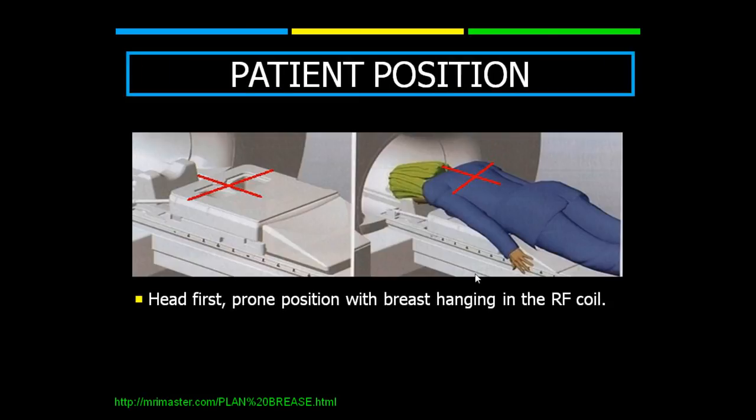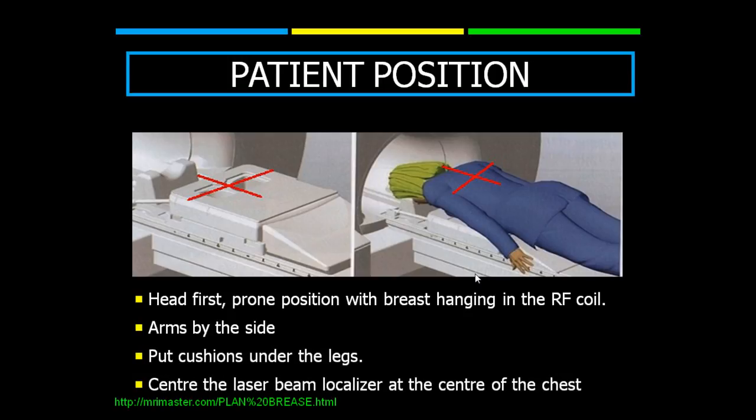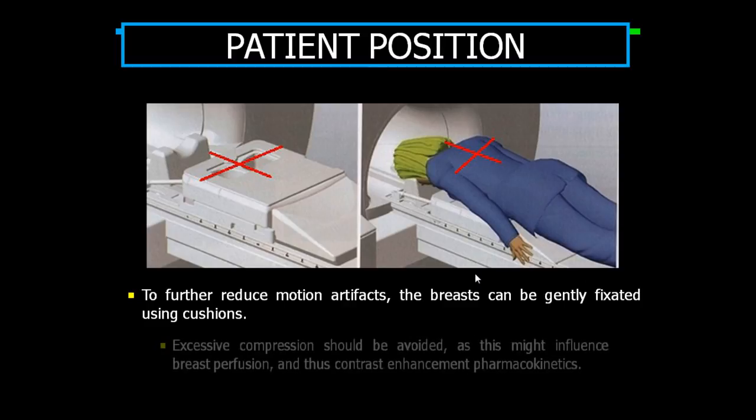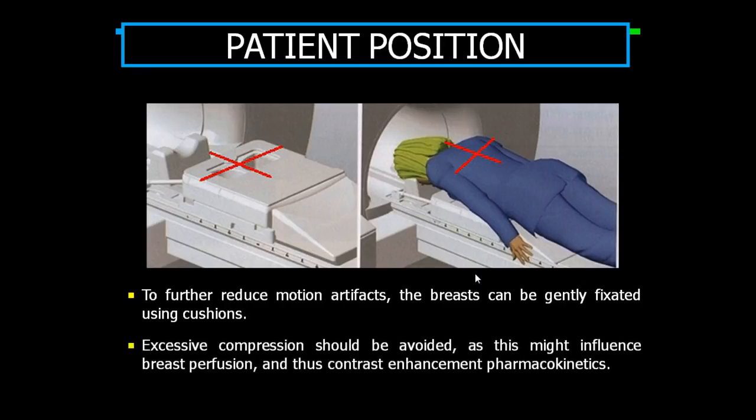The patient enters the gantry head first in the prone position with the breast hanging in the radiofrequency coil. Her arms should be by her side, and we should put cushions under the legs to make her comfortable. Then we center the laser beam localizer at the center of the chest. To further reduce motion artifacts, the breast can be gently fixed using cushions, especially if we have small breasts. Excessive compression should also be avoided, as this might influence breast perfusion and thus contrast enhancement pharmacokinetics.